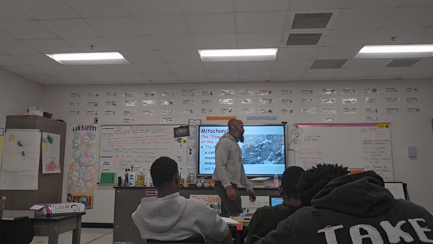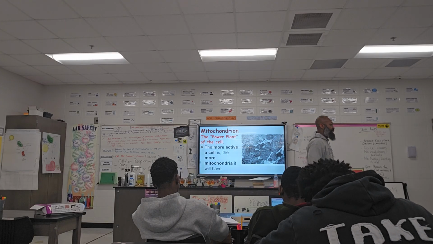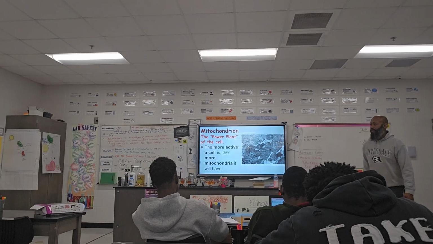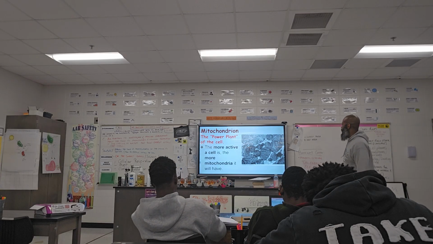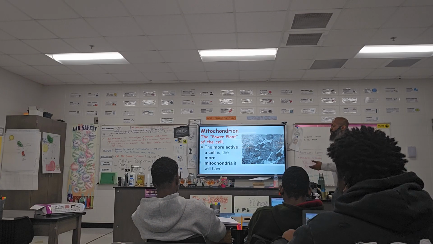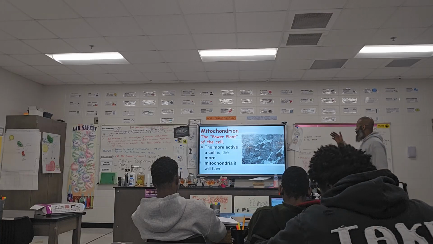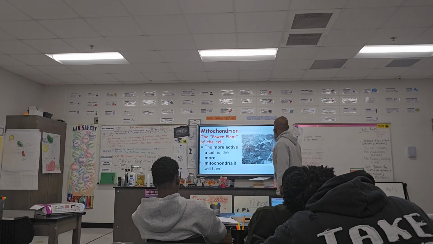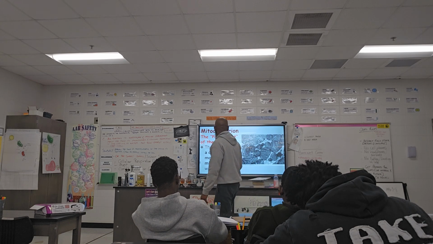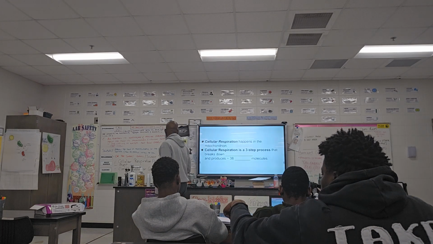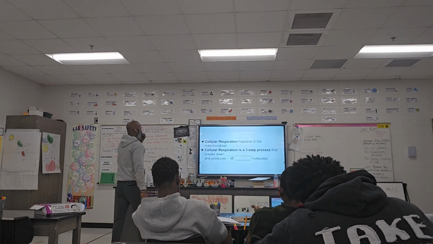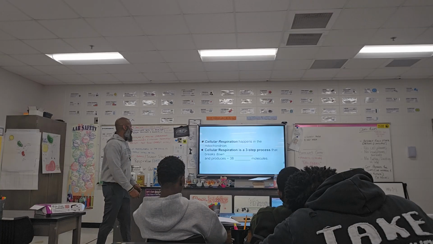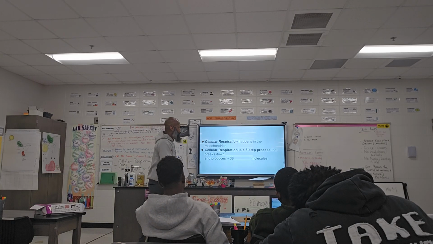That is a slide under electron microscope of mitochondria. And again, we should see mitochondria. Well, mitochondria, there's more than one. And we see those folds. We see those cristae. Cellular respiration happens in the mitochondrion. Cellular respiration is a 3-step process. We will go over all 3 steps.